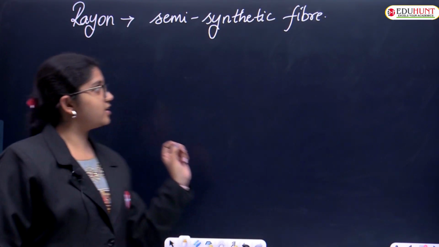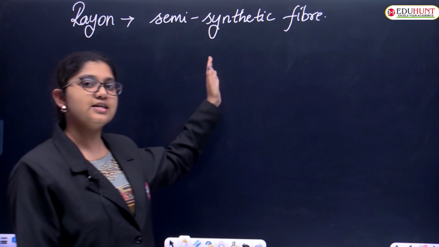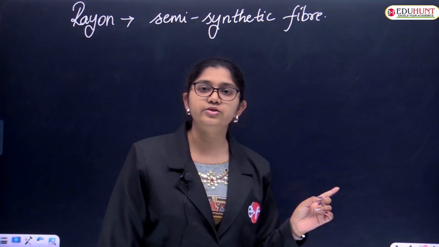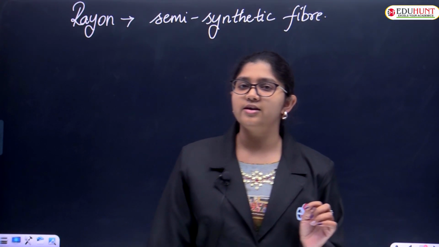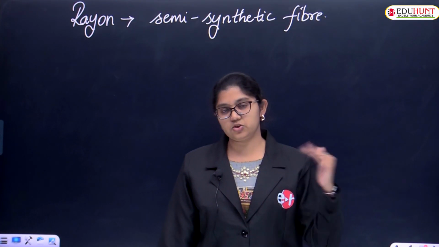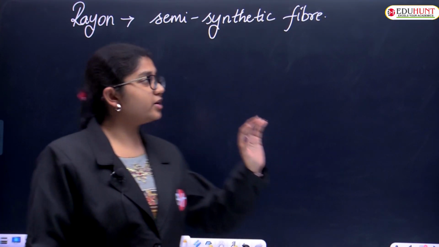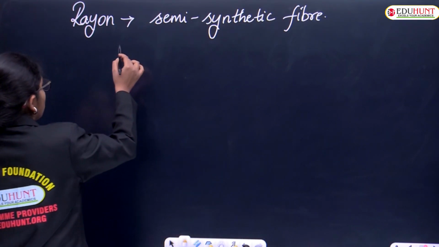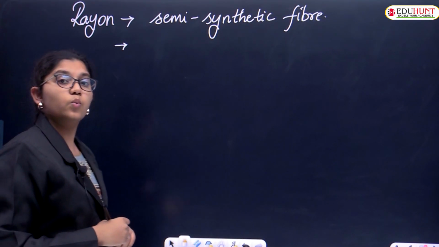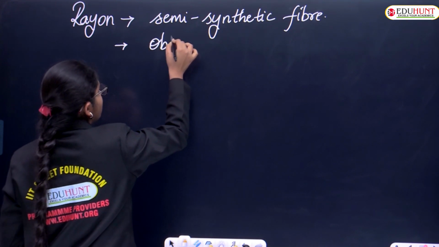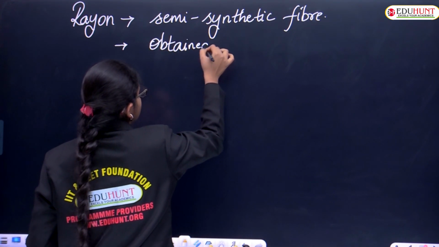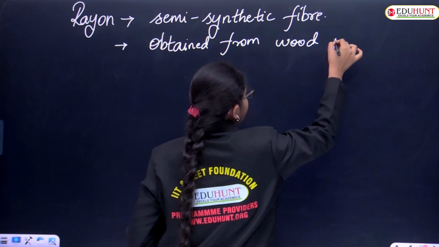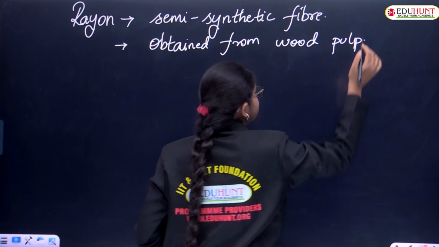Okay children. So rayon is generally known as a semi-synthetic fiber, also called a man-made fiber. Man-made fibers are also called synthetic fibers. All these are artificially made, right? So rayon is a semi-synthetic fiber, and it is obtained from wood pulp. You know how they obtain it from wood pulp? We'll see in the process section.